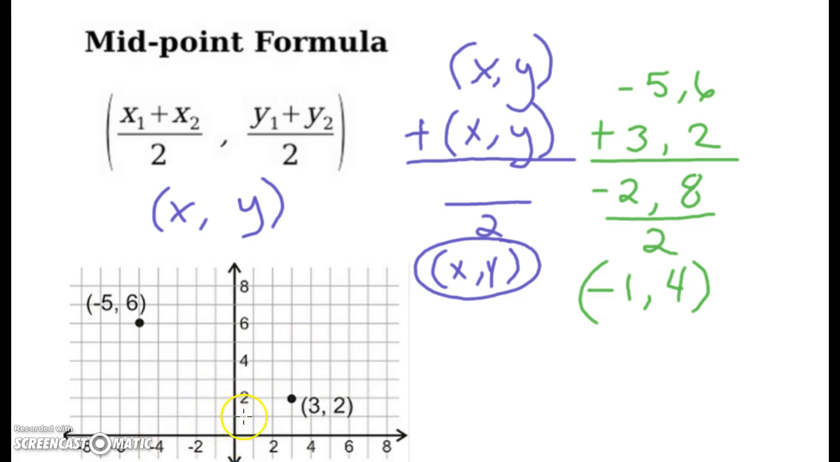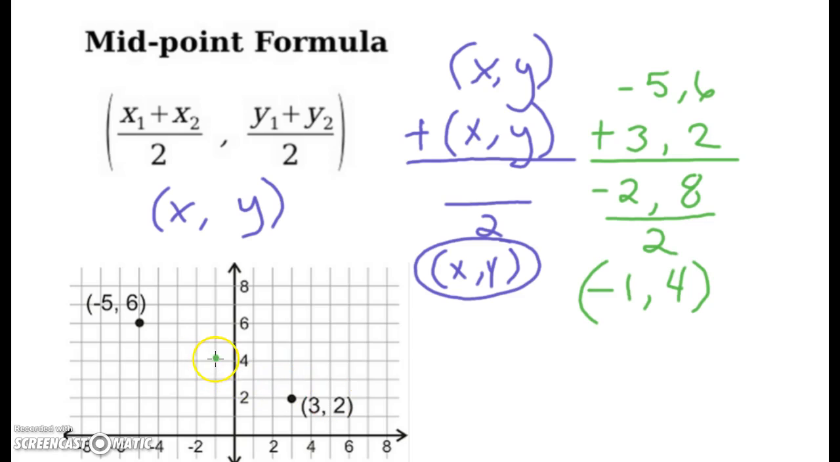Now, just to be safe, I'm going to graph it on here. Because if the point that I get is up here, that's probably not the midpoint. The midpoint needs to be in the middle between the 2 points that you're given and on the line that connects those 2 points. All right, so let me get that point out of there. All right, the point -1, 4. -1, up 1, 2, 3, 4 is right here.